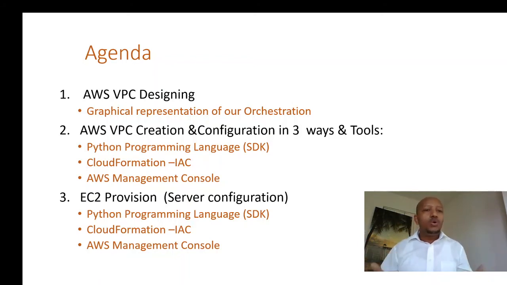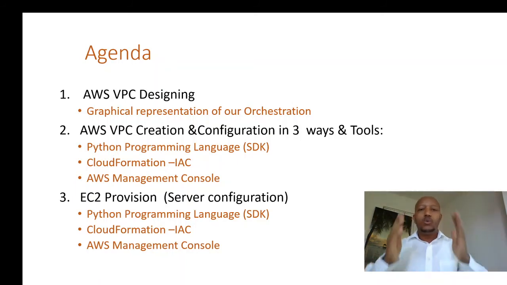Then we will go to AWS VPC creation and configuration in 3 ways. Number 1, Python programming language. Number 2, CloudFormation. Number 3, AWS Management Console.